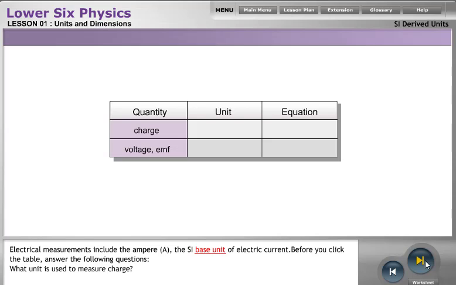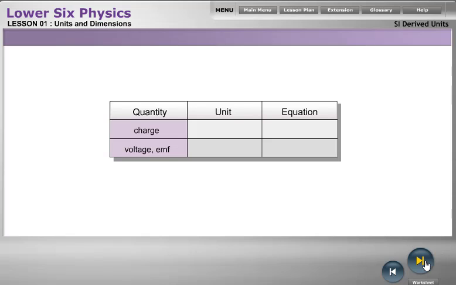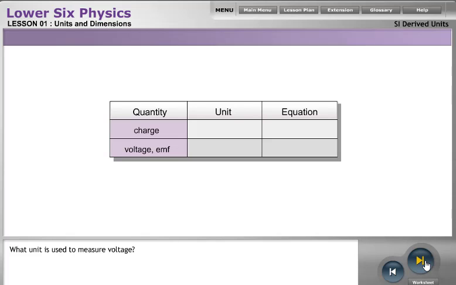Electrical measurements include the ampere, A, the SI base unit of electric current. Before you click the table, answer the following questions. What unit is used to measure charge? Answer: Coulomb, C. What unit is used to measure voltage? Answer: volt, V.